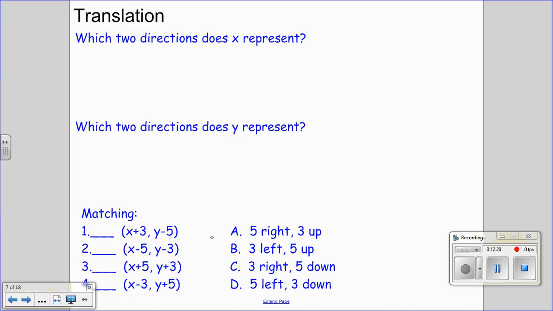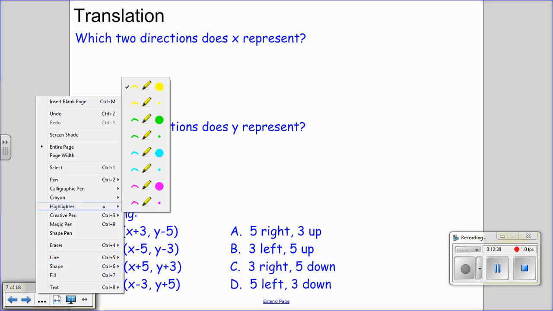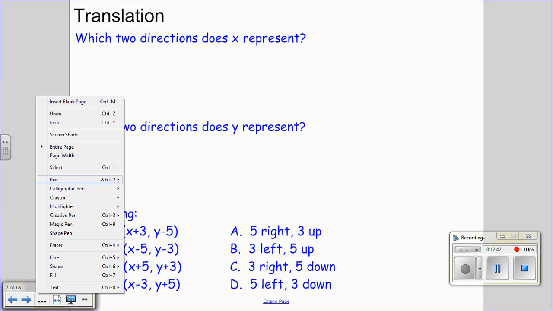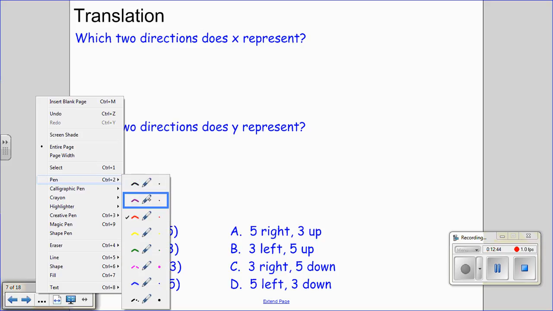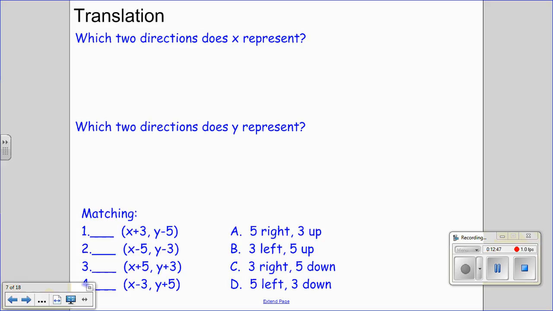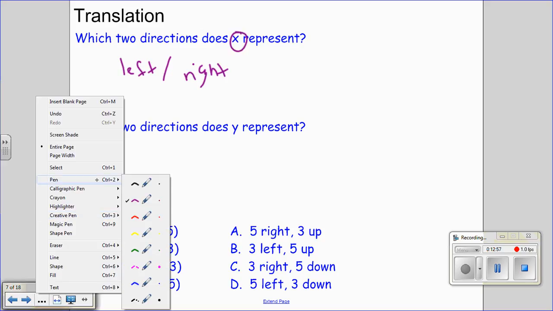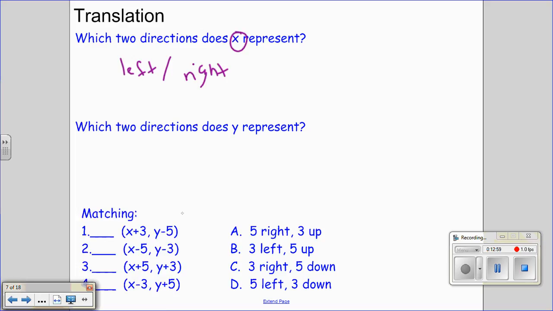Let's talk about translations. Which two directions does x represent? Well, when you look at a coordinate grid, x runs horizontally, and when you're running horizontally, you're going left or right. Now, what direction does y run? Well, y runs vertically, and when you're running vertically, you're going up or down.